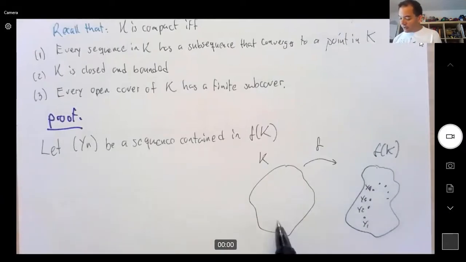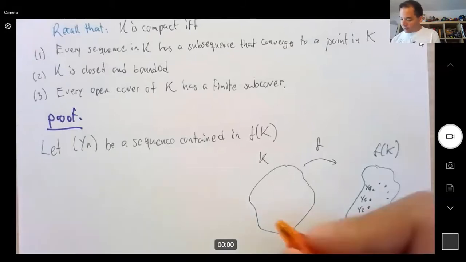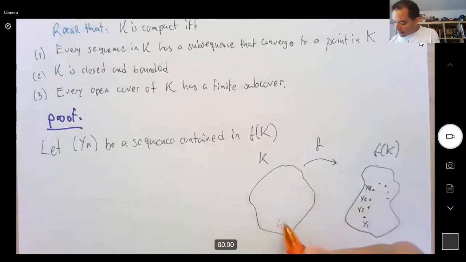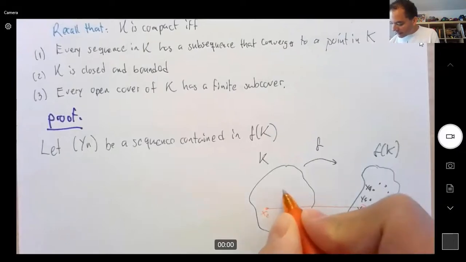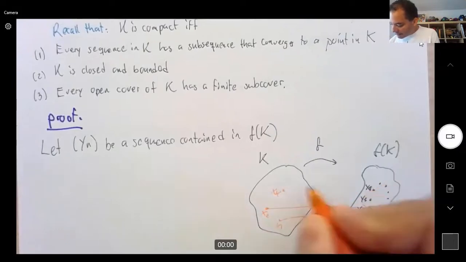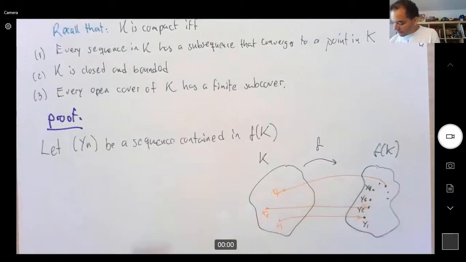must have some point, at least one, maybe more, right? If the function is not one-to-one, then maybe there's many that go to the same. But there must be at least one for every point in here. There must be one point in the domain that goes there. So there must be some x1 over here that goes to y1. There must be some x2 that goes to y2, etc. Right? xk that goes to yk for any k.